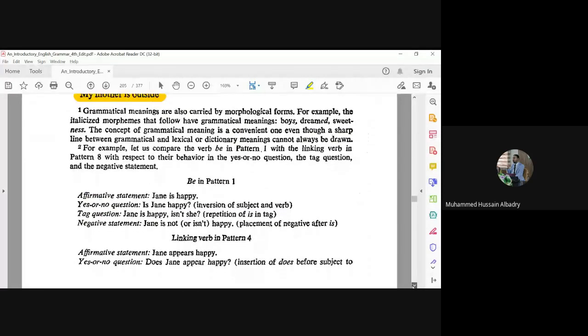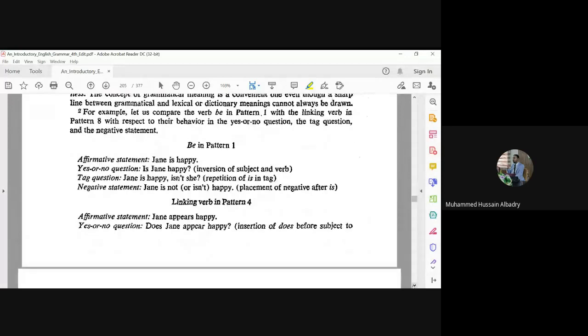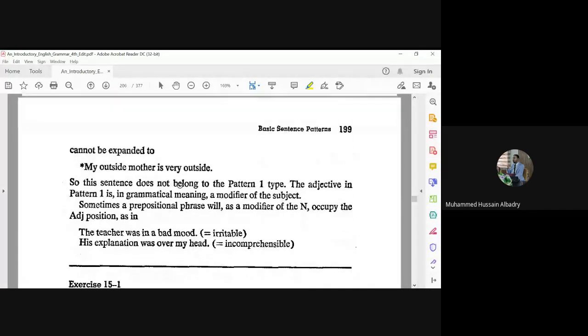اكو هنا ملاحظات مو مهمة. هاي شرحت لكم اياها هسه. Why ungrammatical? Because this is adverb, ظرف. So this sentence does not belong to the button 1, the adjective in button 1. شنو adjective مالته meaning grammatical meaning? A modifier of the subject. The adjective is what? It's a modifier of the subject. Modifier of what? Of a subject.